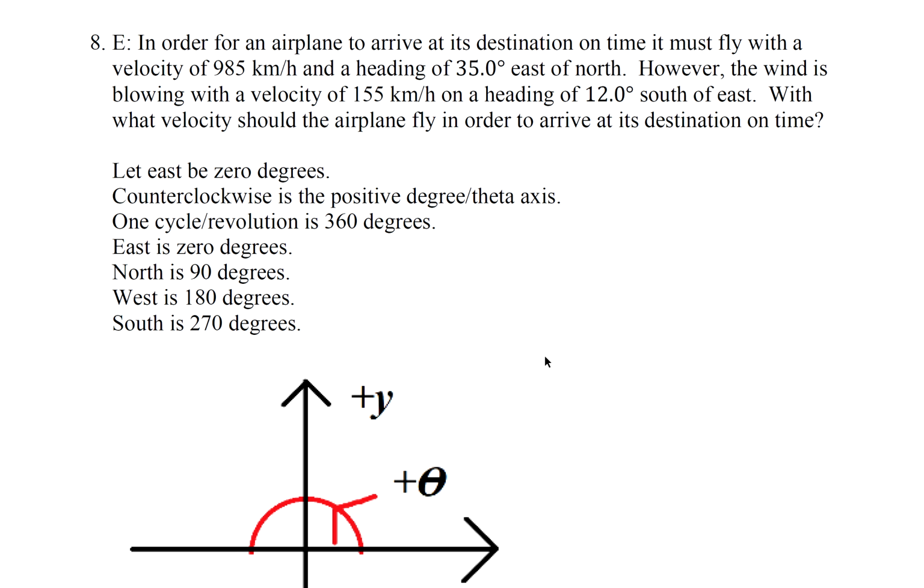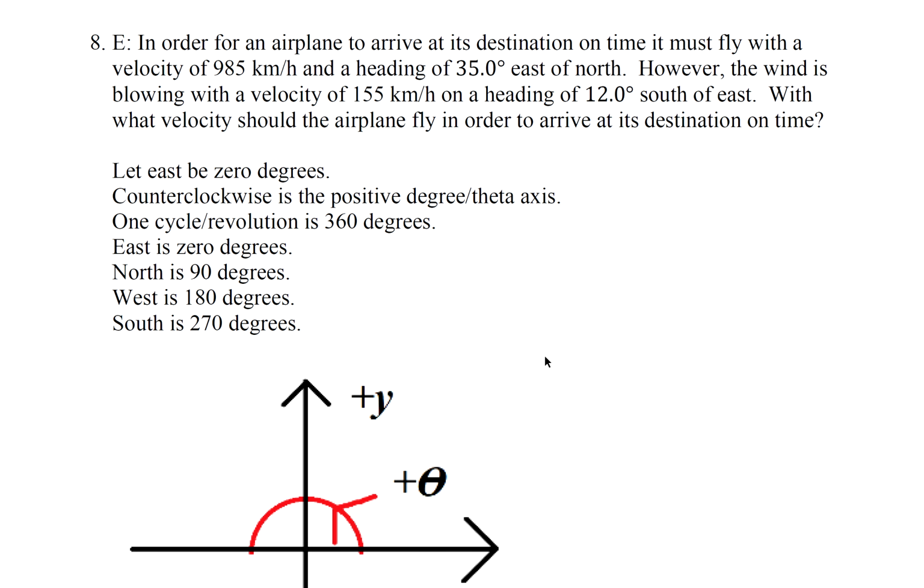Question 8. In order for an airplane to arrive at its destination on time, it must fly with a velocity of 985 kilometers per hour and a heading of 35 degrees east of north. I apologize. That means you point north and then you go 35 degrees east. So that's going to be 90 degrees minus 35 degrees.